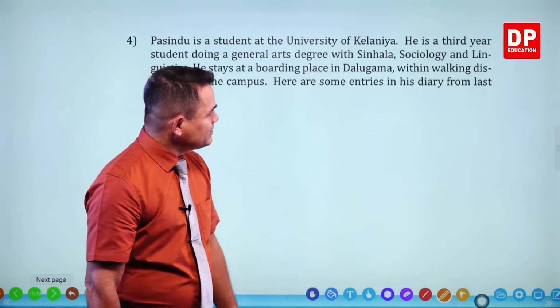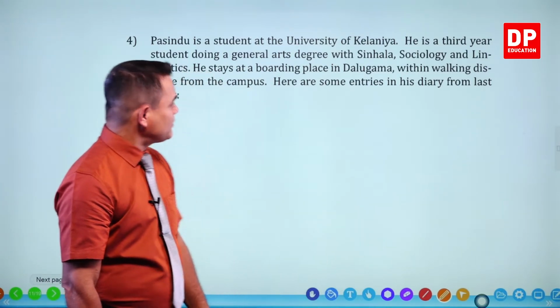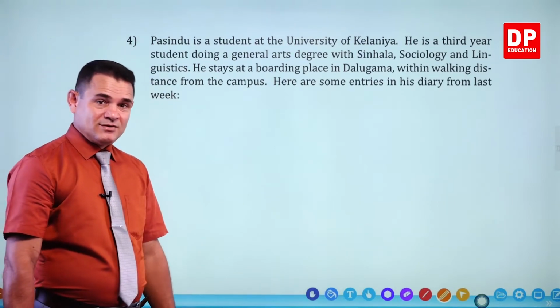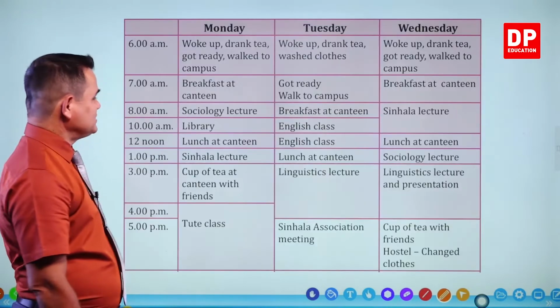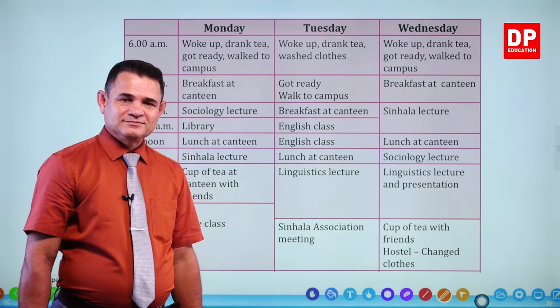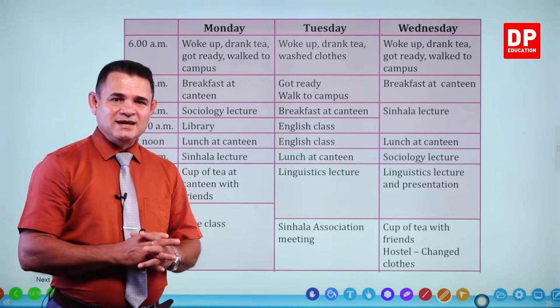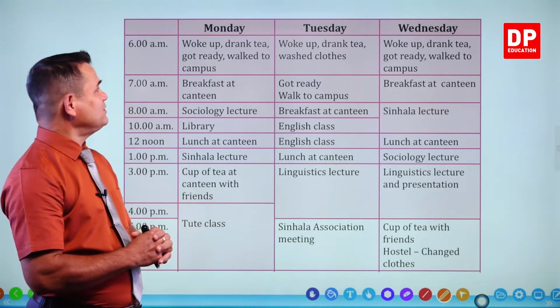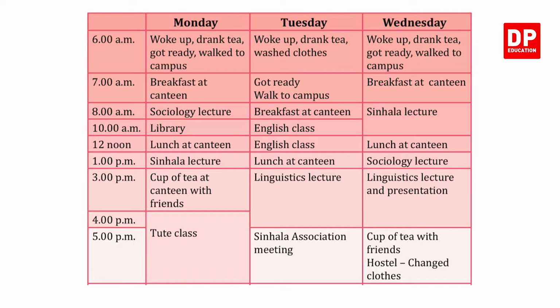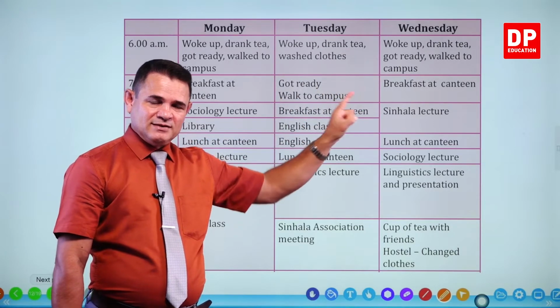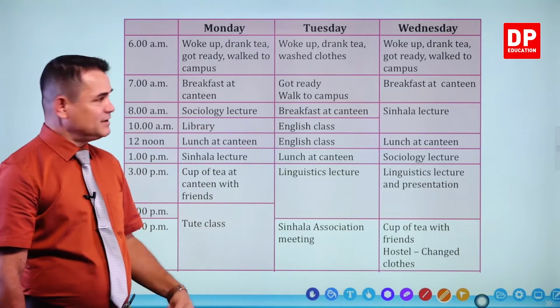Here are some entries in his diary from last week. Now last week, now his diary. So these are his diary entries. Now let's have a look at it. Now the time is mentioned on this side. Then Monday, Tuesday, Wednesday. These are the things he did on those days.